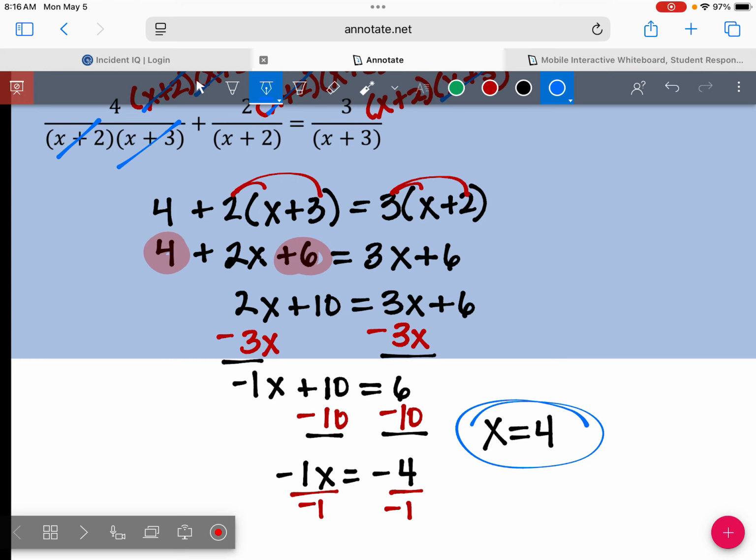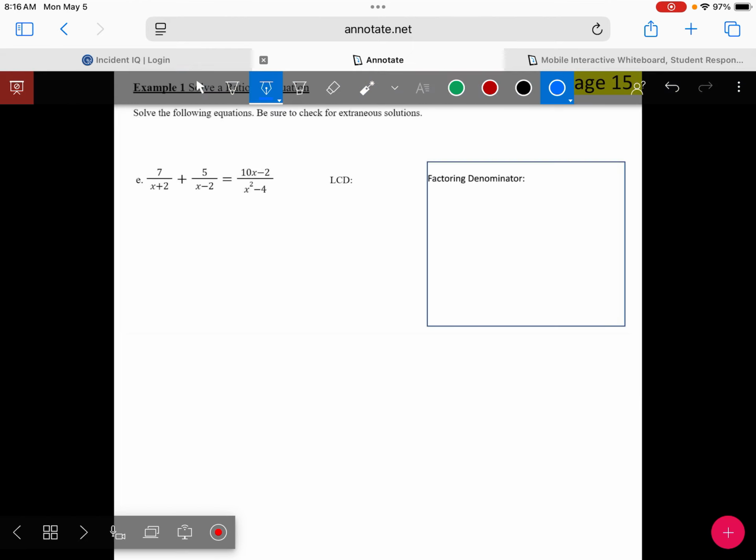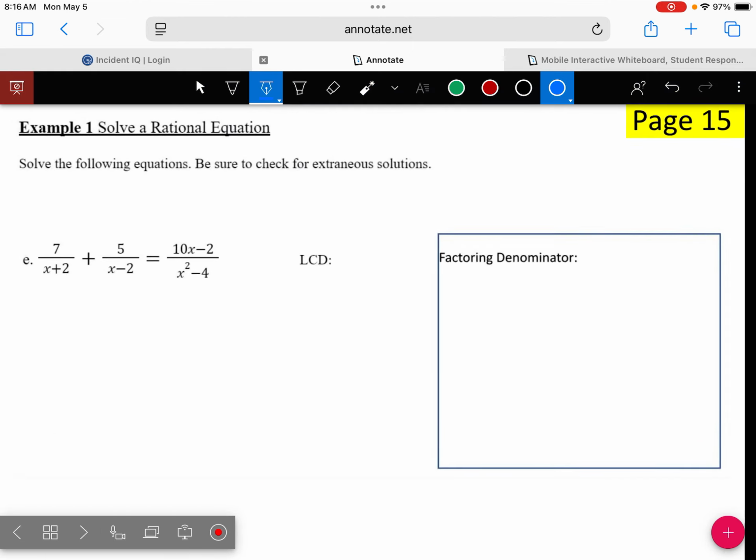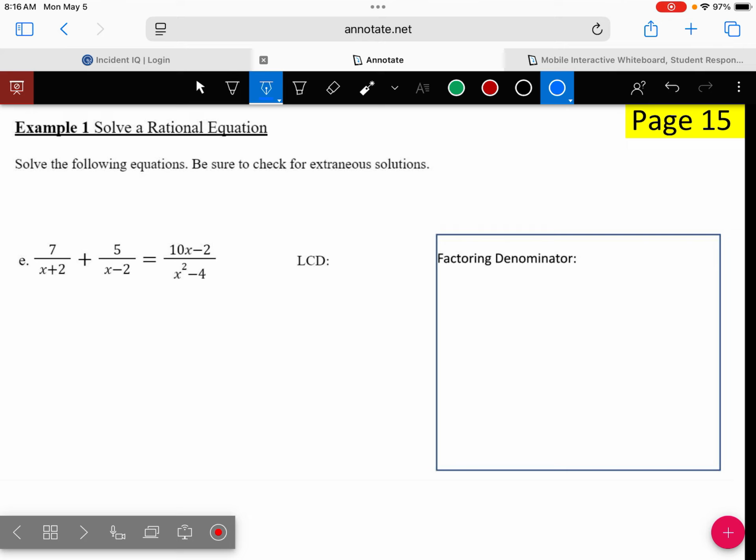All right, so this is what we're working on the entirety of class. So in your notes, let's go ahead and go to page 15 so we can finish it out.